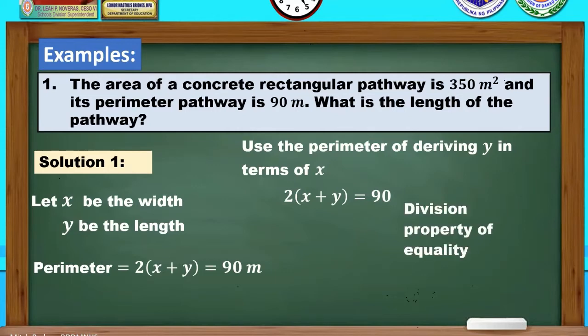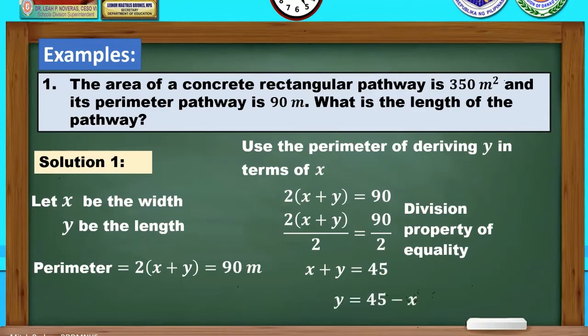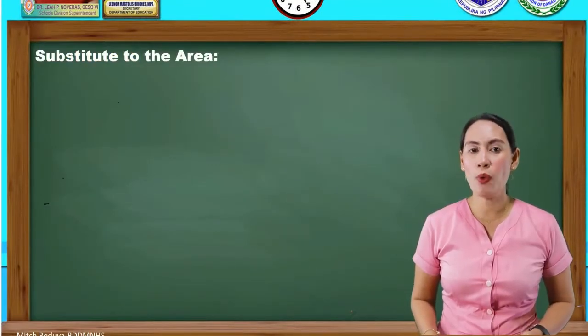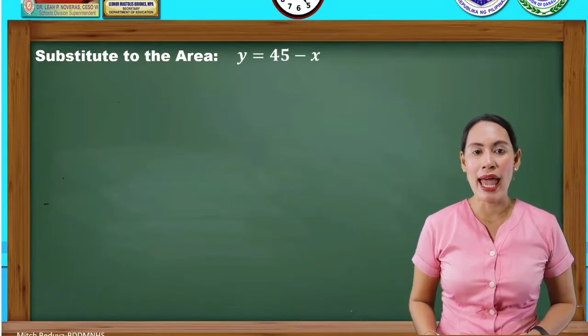By division property of equality, we have 2 times the quantity x plus y over 2 equals 90 over 2. So x plus y equals 45. So we will solve for y. So y equals 45 minus x. Then substitute to the area.